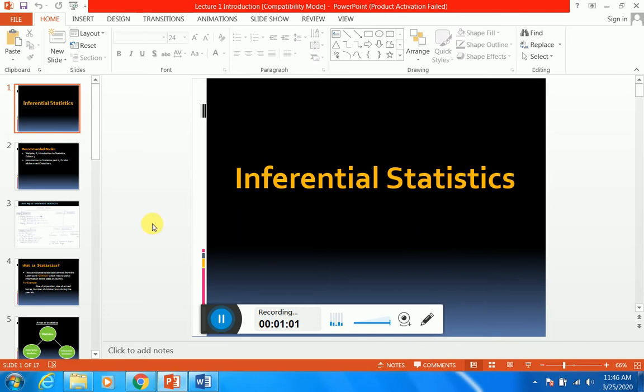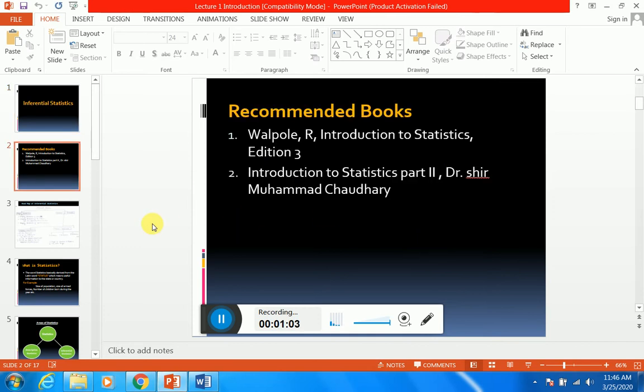Before starting the subject, let me give you some recommended books. The book by Walpole R., Introduction to Statistics, 3rd edition, and the book Introduction to Statistics Part 2 by Dr. Sheikh Muhammad Chaudhry. Both are well-known authors. You can follow either book. Introduction to Statistics Part 2 by Dr. Sheikh Muhammad Chaudhry is a bit easier to understand because most of the problems are already solved in this book.